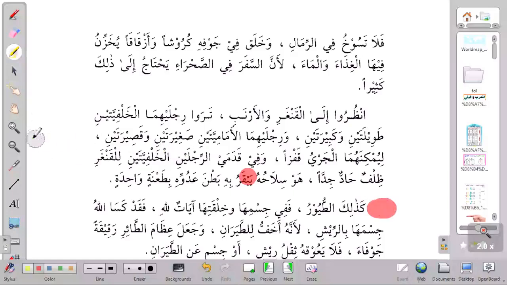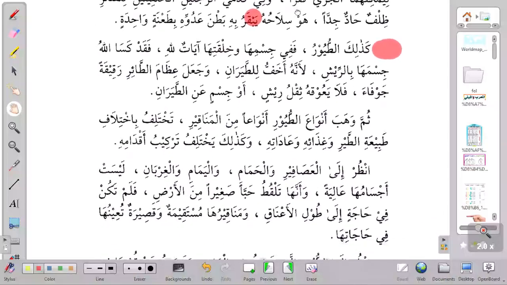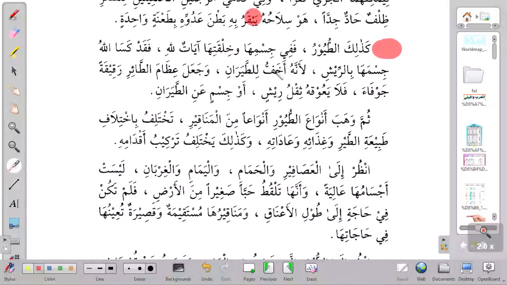Now let's look at what he says. He says that كَذَلِكَ الطُّيُورُ, that is so with the birds. What we have just read, that is a similar thing with the birds. فَفِي جِسْمِهَا وَخِلْقَتِهَا آيَةٌ لِلَّهِ, for in its body and in its creation there are miraculous signs for Allah Azza wa Jal. Jism is body, khilqa is the nature of something. Khilqatuhu, his nature, his appearance, that's what we name as khilqa. I hope that is clear. His creation.